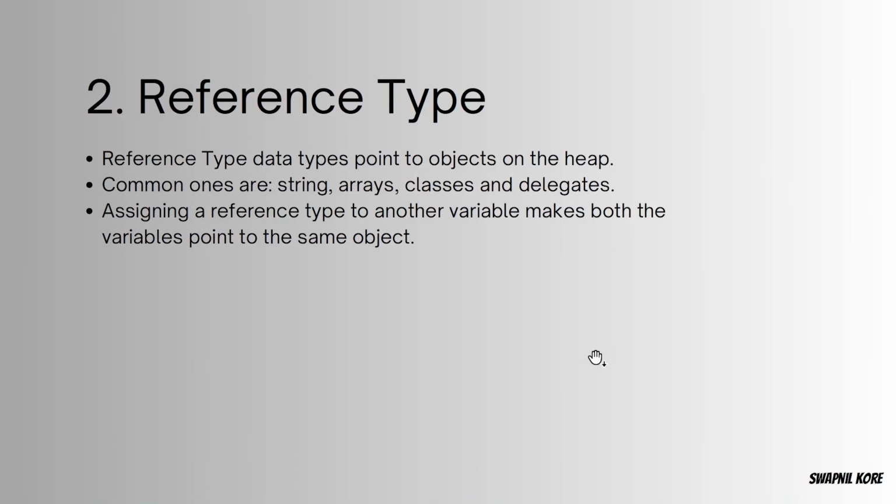Yeah, the reference type. This type of data type stores the value in heap, and it points to the object which is present in the heap. So common ones are string, arrays, classes, and delegates. Assigning a reference type to another variable makes both the variables point to the same object. Yeah, let's see an example of this in Visual Studio.